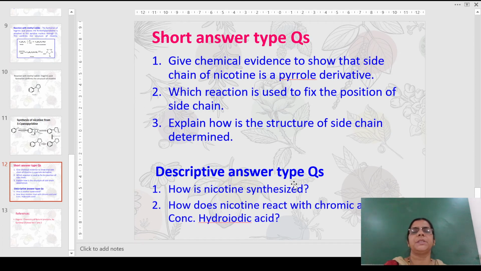The possible questions on this topic are: how do you show that the side chain of nicotine is a pyrrolidine derivative, which reaction is used to fix the position of the side chain, and explain how the structure of the side chain is determined. Finally, descriptive questions: nicotine derivative, how nicotine is synthesized, and what happens when nicotine reacts with chromic acid and hydroiodic acid.